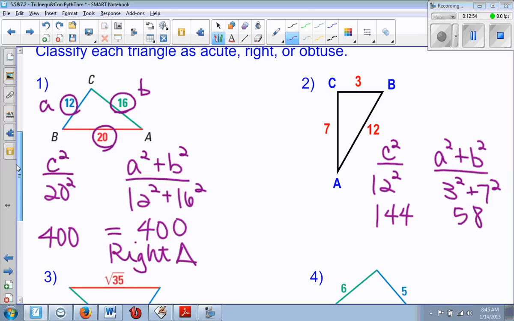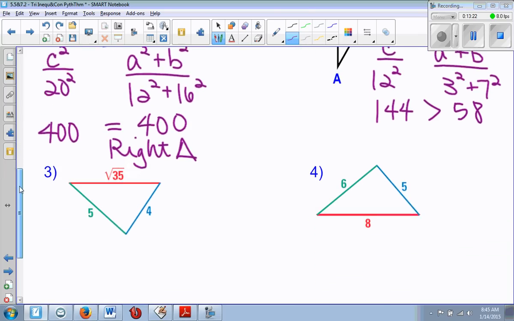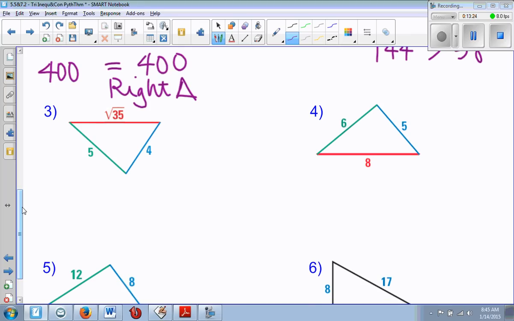Now notice, this is not a right triangle, because those two values didn't come out equal. So how do I figure out whether it's acute or obtuse? C squared in this case is larger than a squared plus b squared. Anytime c squared is larger, that makes this an obtuse triangle. If c squared were to have come out smaller, then we would have had an acute triangle instead. So all we're doing is the same thing every time, and then comparing the values at the end. All right, so next one.